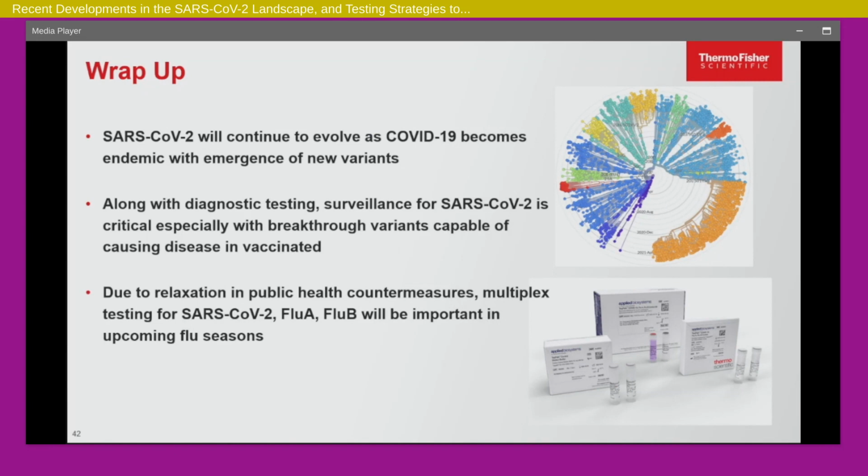And again, when we look at flu, I think at least what we're seeing is that with this relaxation of public health countermeasures, multiplex testing is going to be important. It's good to be prepared as we go into the flu season with these tests. So please think about how you are planning to implement testing strategies in your lab and how you want to prepare for the next year, the 2021 and then the 2022 flu season, we'll see.